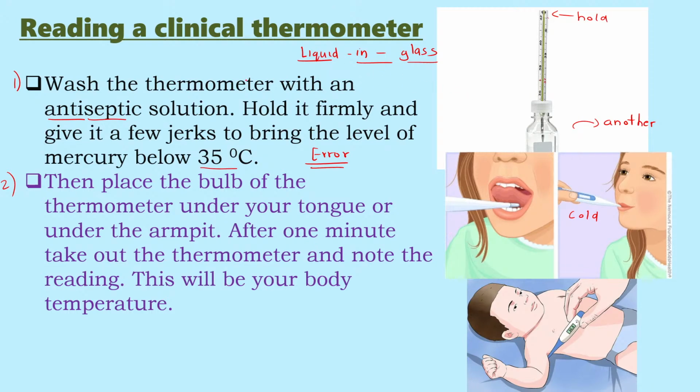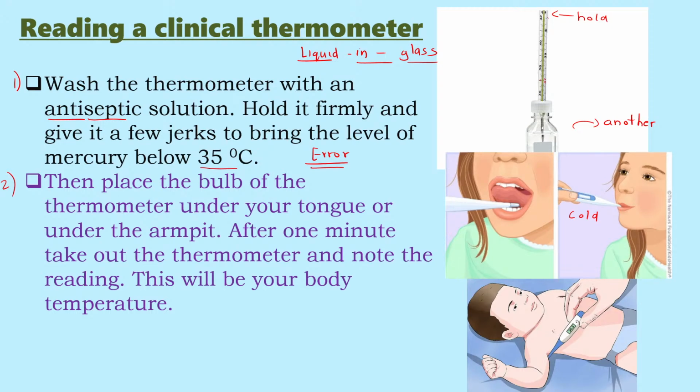Nowadays you get the latest version, as I told you, infrared. You don't have to do all this. You don't have to use the antiseptic solution. You don't have to give a jerk. You don't have to take all these precautions, because you just hold a gun, project it on either the head or the hands, and you get an accurate reading. Those are the more sophisticated and easier to use types of thermometers.